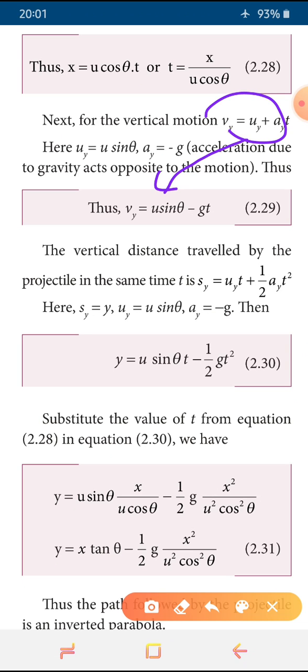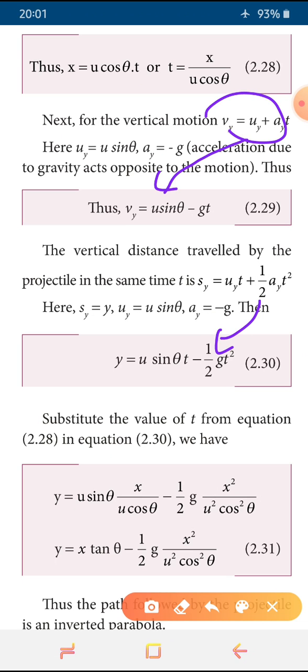And vertical distance traveled by the projectile in the same time, we can write sy is equal to uyt plus half ayt square. Then we are substituting all the values, sy is equal to y, uy is equal to u sin theta, and ay is equal to minus g. Then substituting, it will become as usual substitution. We did the same thing, I think you have all understood clearly. Then y is equal to u sin theta t minus half gt square, this is equation number 2.30.